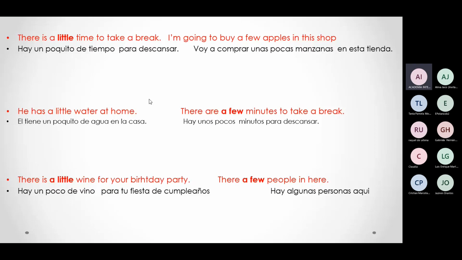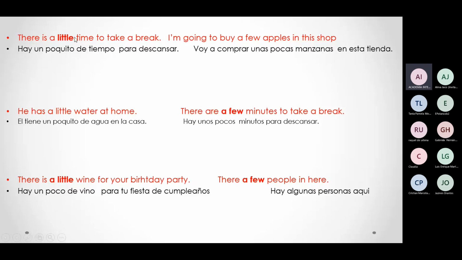Okay, so now the next sentence. There are a few minutes to take a break. We are going to compare the first sentence with this one. If you can notice, it's similar because the first one says, la primera dice, there is a little time to take a break. And this one says, there are a few minutes to take a break.